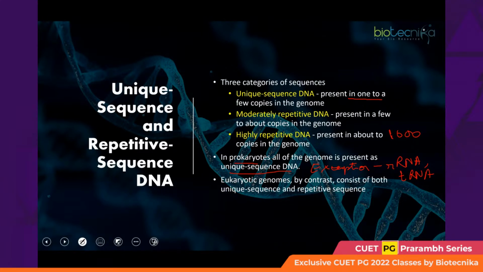Whereas the eukaryotic genome consists of both unique sequence and repeat sequence. Usually the unique sequences will be the protein coding genes. But apart from that, there will be various amounts of repeat sequences as well in the eukaryotic genome. And there are various types of repetitive sequences that are present in the eukaryotic genome.